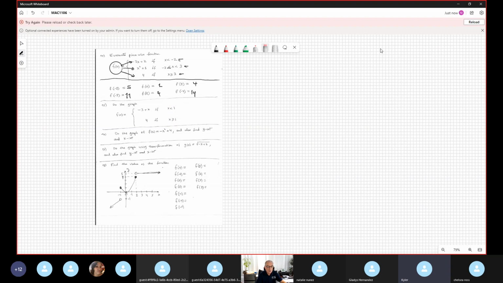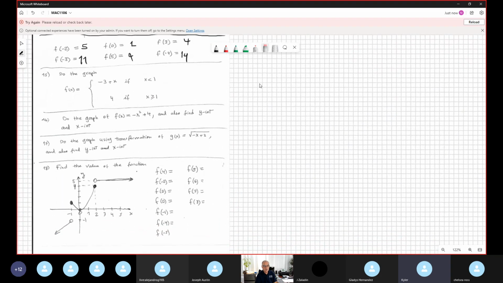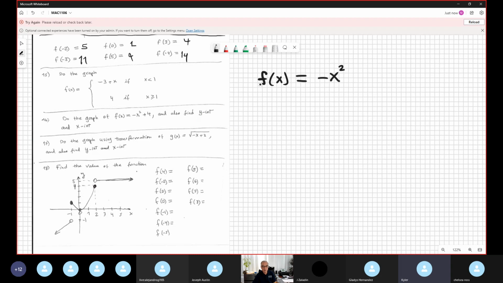Okay, now this question 16. It's easy. It's about transformations. You have a function f of x equal minus x squared plus 4, and they want you to do the graph using transformations, and also find the y-intercept and x-intercept.